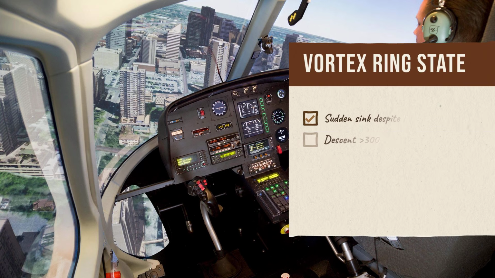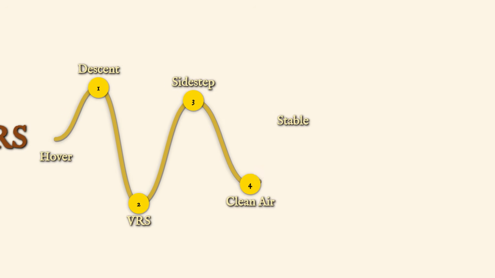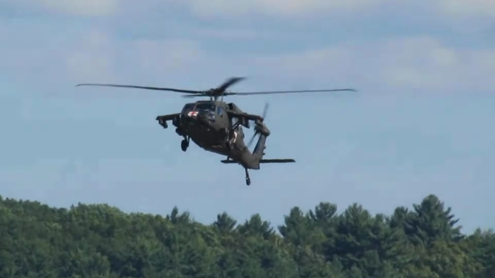Instructors drill the recovery: push the cyclic forward, break out of the column of disturbed air, and regain translational lift. Sometimes, a sharp sidestep with lateral cyclic works even faster. The only way out is to escape the vortex grip, not to overpower it.